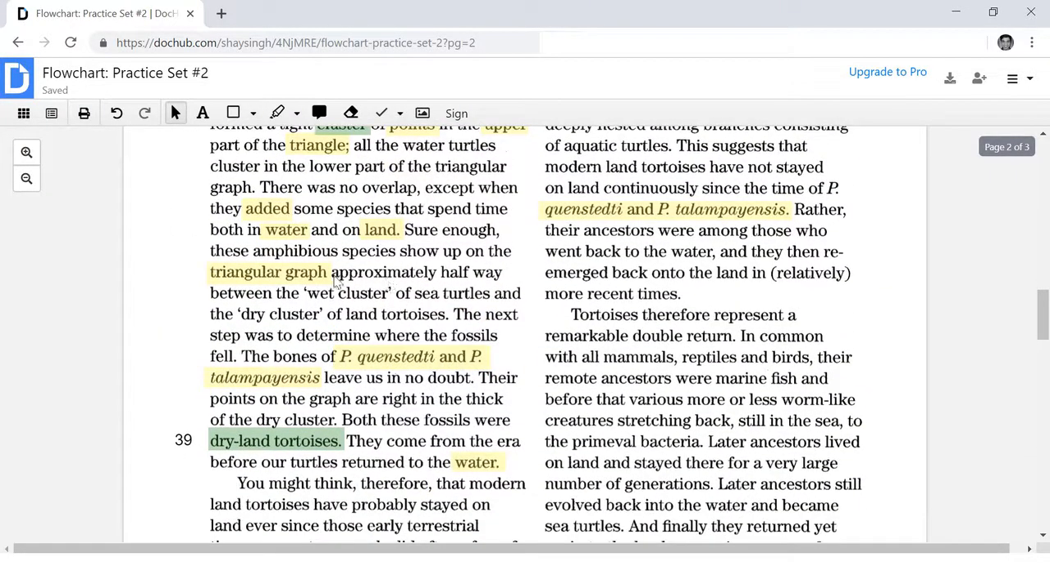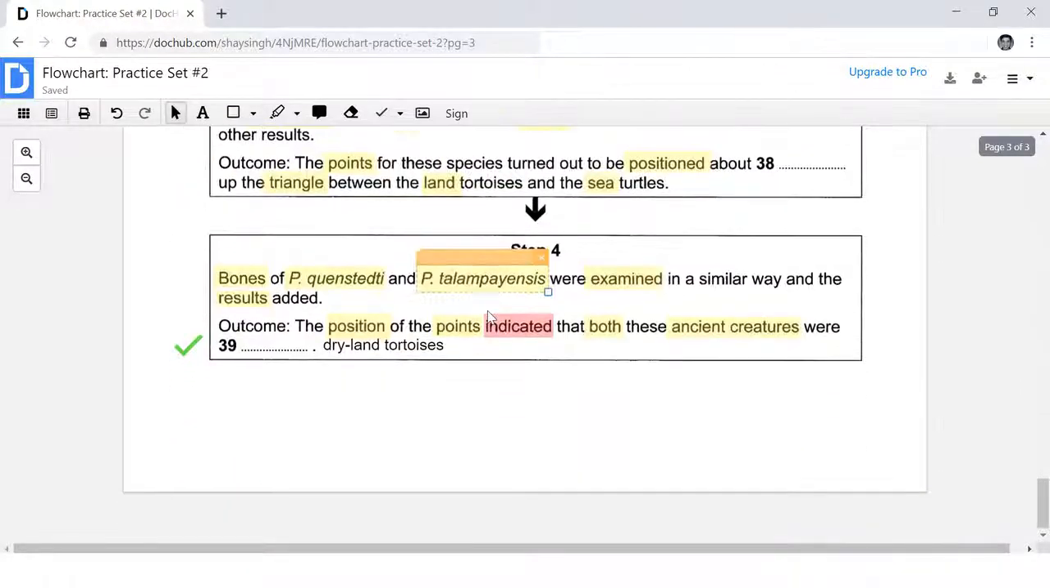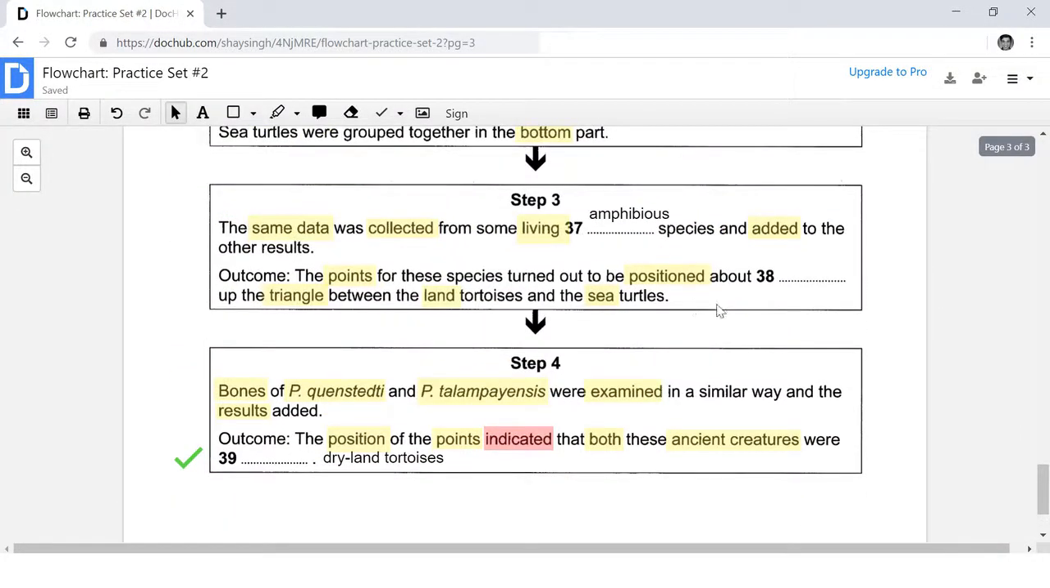Tells you that right here. These amphibious species show up or appear, synonym language, on the triangular graph approximately halfway between the wet cluster of sea turtles and land tortoises. Okay, so where is it positioned? It's telling you the exact position, approximately halfway between the wet cluster and between the sea turtles and the land tortoises. So positioned about halfway up the triangle, halfway. That is the answer.